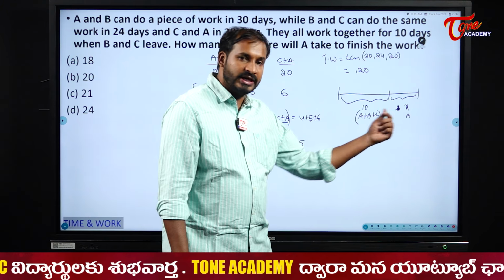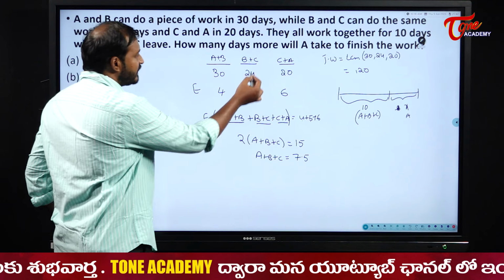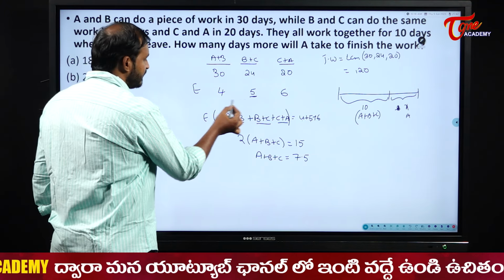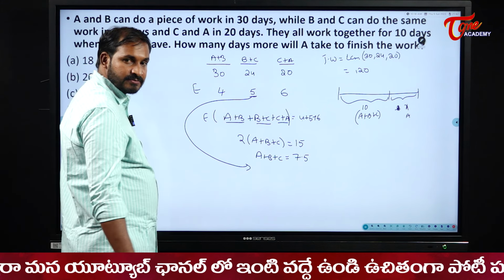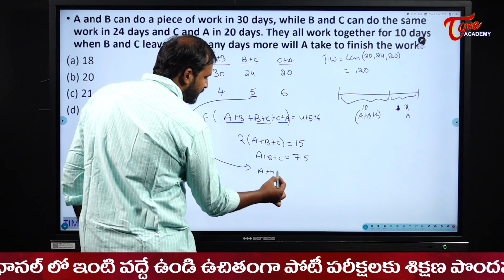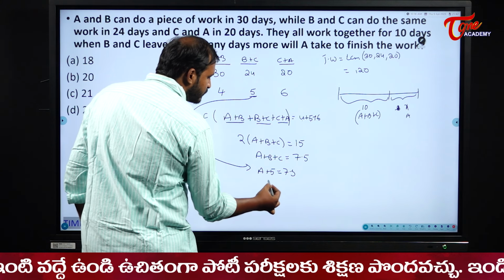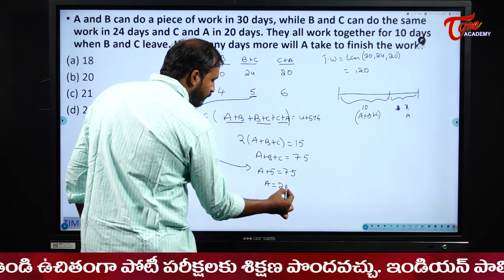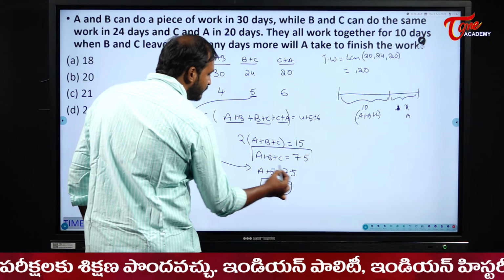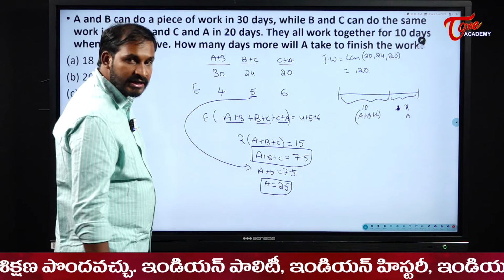Next I want only A's efficiency. See here students, B plus C efficiency is how much here? 5. Now I will substitute that efficiency here. So what will be A's efficiency? A plus 5 will become 7.5, so A's efficiency will become 2.5. Now you have the combined efficiency of all three and you have the individual efficiency of A. Can we find the answer?